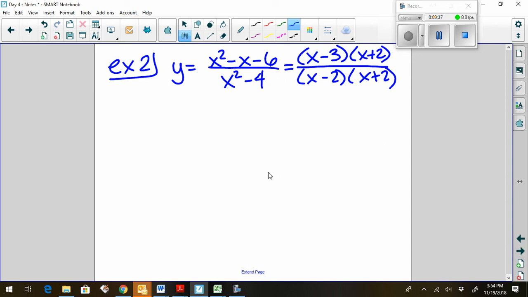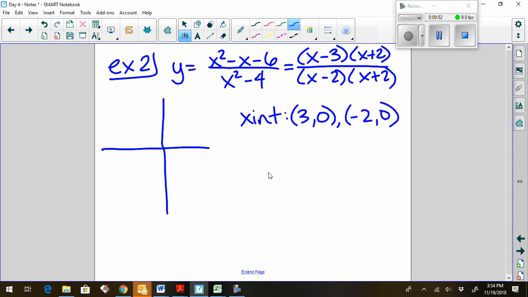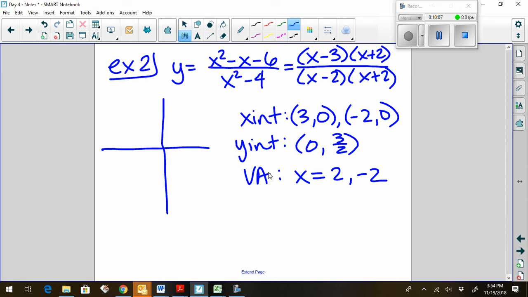So if I want to find each part of this, my x-intercept, I'm going to graph it over here. My x-intercepts are at 3, 0, and -2, 0. My y-intercept is at 0, 3 over 2. My vertical asymptotes are at x equals 2 and x equals negative 2. And then I notice that I'm going to have a hole. So the hole is going to happen when x is negative 2. And we have to figure out the y value.